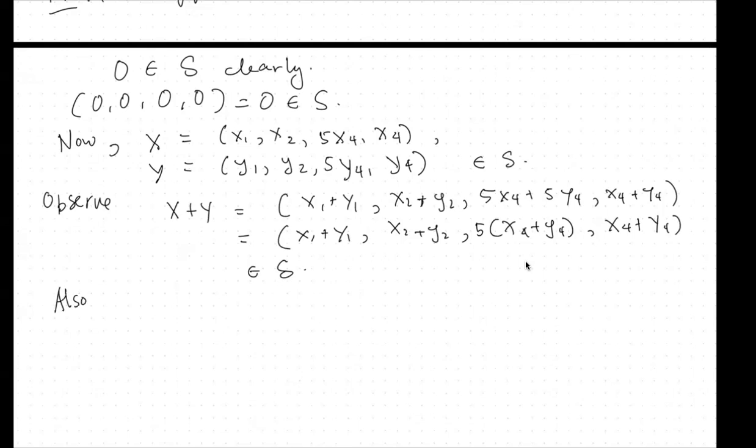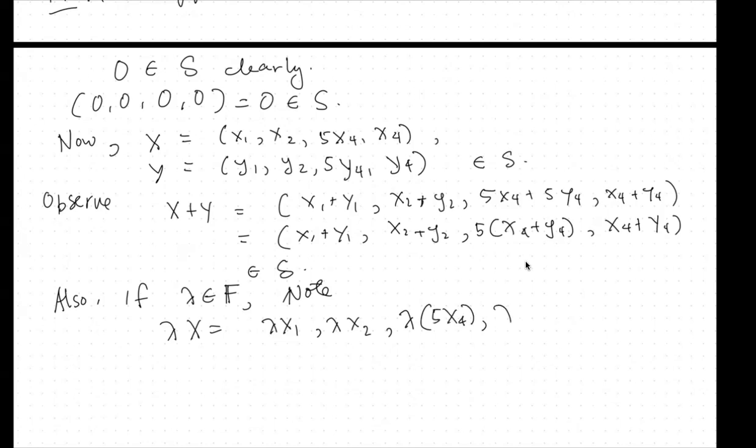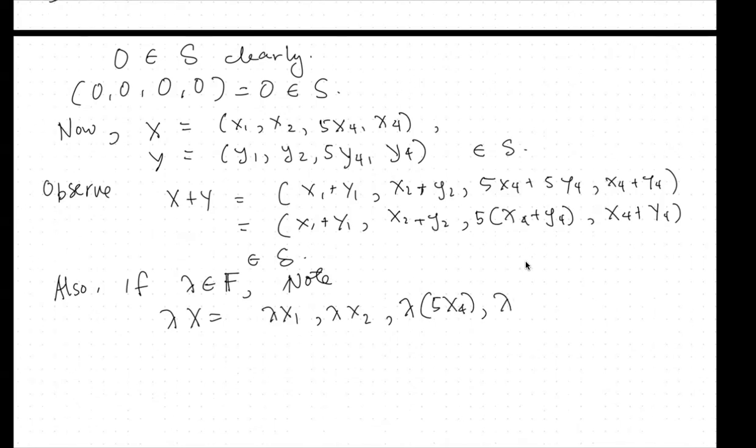Also, if lambda is an element of F, note that lambda x is just lambda x1, which is also in F, lambda x2, and then we get lambda times 5x4, and then lambda x4.